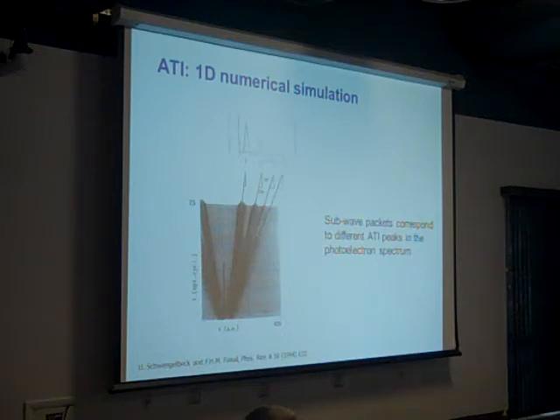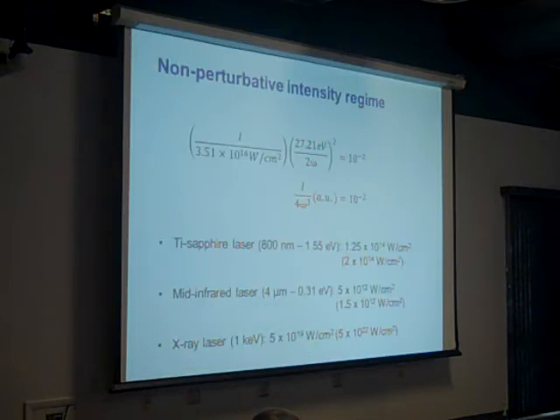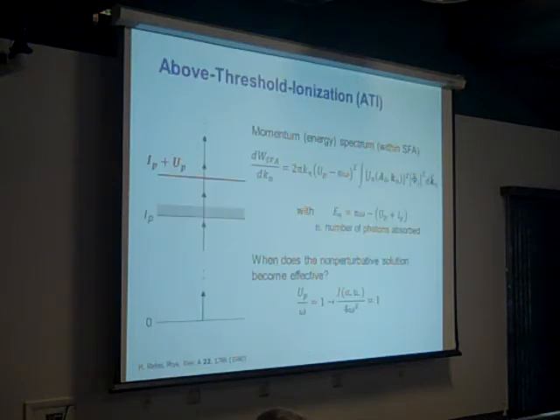What's responsible for the width of these things? This theory that I've shown you is assuming that I have an infinitely long laser pulse. If I have a shorter laser pulse, it gives me a certain width, because I have a frequency spectrum in my laser if I have a shorter laser pulse.